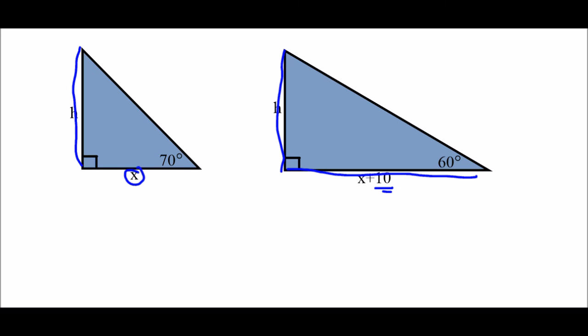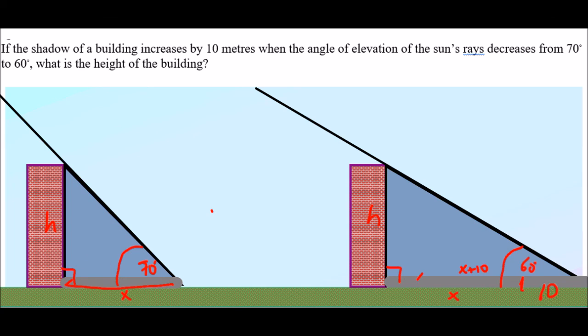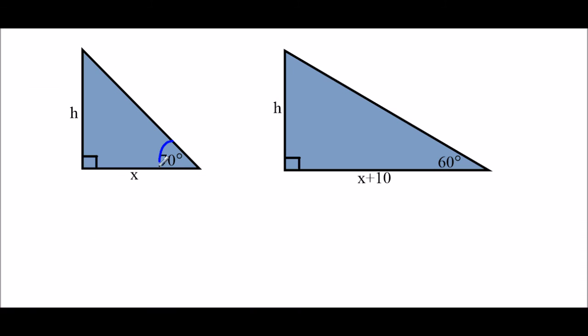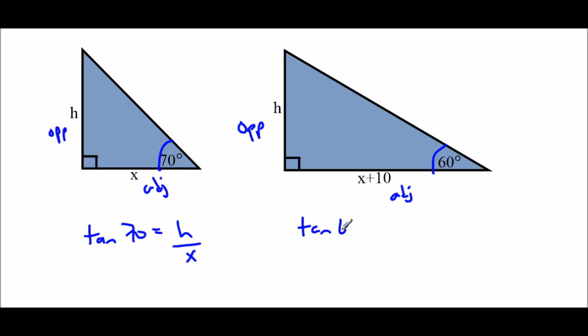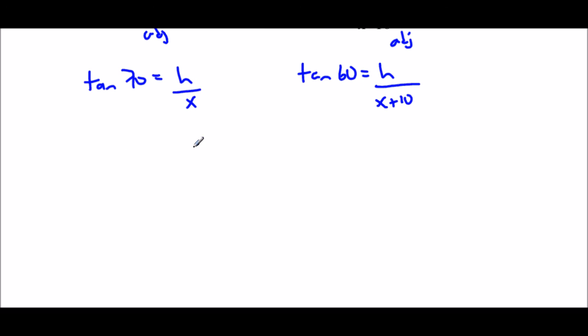And so if we set up our tangents, because for both triangles, if this is theta, then this side is the opposite, and then the close side is the adjacent, and that's the tan ratio. So for this first triangle, I can say that tan 70 equals opposite over adjacent, and for the second triangle, I can say that tan 60 is opposite over adjacent. So in both of these, now I have two equations, and in both of the equations, I have a height and I have an x. So I have two unknowns and two equations.